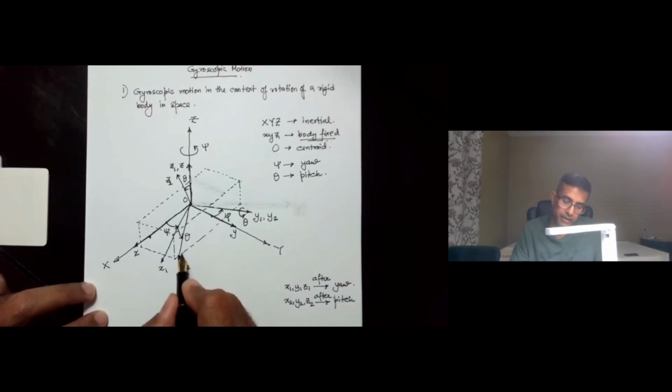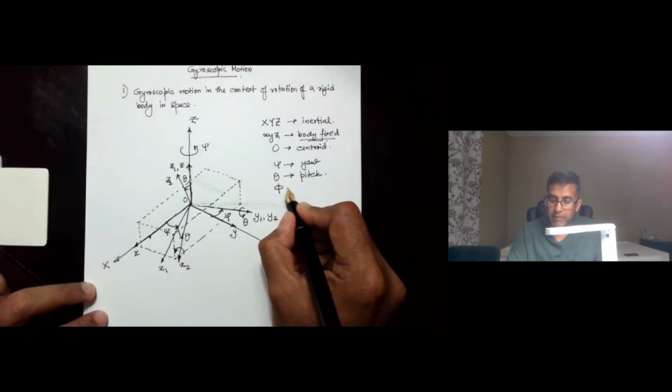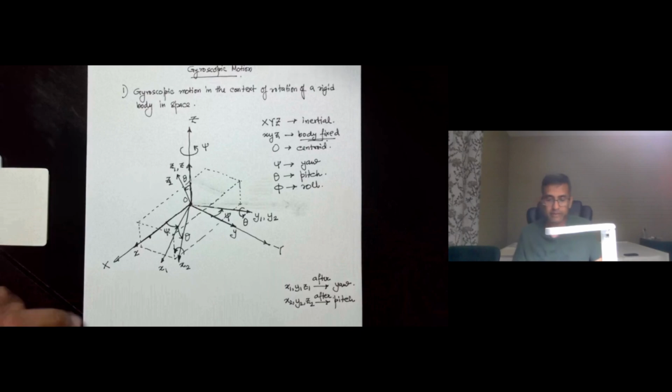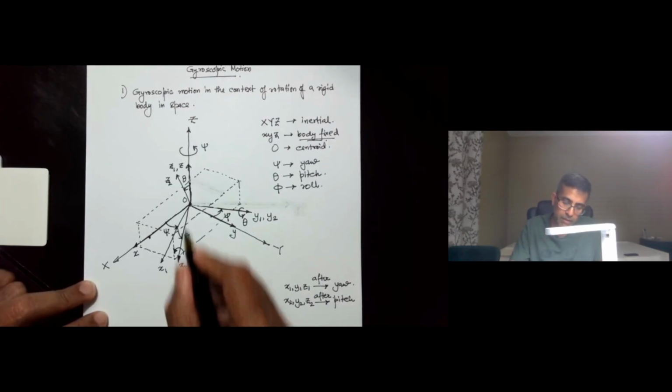The final motion that we give is a rotation about the x-axis, the new x-axis, x2. And that rotation is given by phi, and we call that roll. Okay, so that's an angle phi. So first the airplane goes like this, yaw, then it goes like this, that is pitch, and then it goes like that, that's the roll. Okay, so that's the yaw, pitch, and roll. Okay, so the roll angle is phi, and it is about the x2 axis.